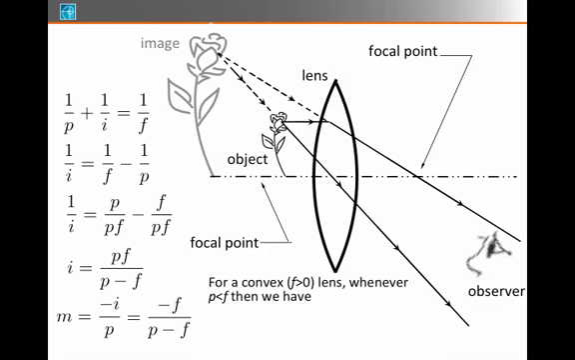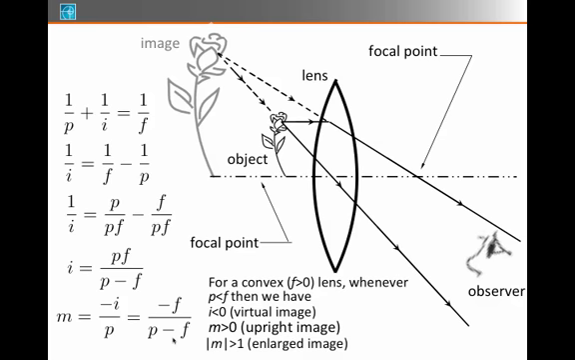For a convex lens, which has a focal length that's positive, whenever p is less than f, a few things come true. First of all, I will be less than 0. If you look at the equation for I, when p is less than f, the denominator is negative, even though the numerator is positive. You will also have m greater than 0, because the numerator of m is a negative number, and the denominator will be a negative number as well. So it will be an upright image.